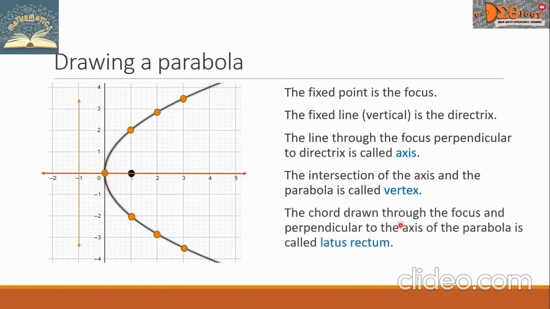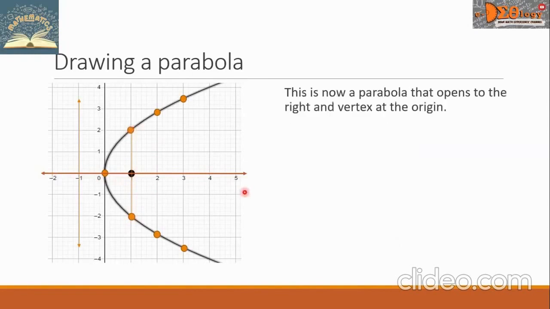The chord drawn through the focus and perpendicular to the axis of the parabola is called the latus rectum. This is the latus rectum. It connects 2 points of the parabola passing through the focus, and this is perpendicular to the axis. This is now a parabola that opens to the right, and vertex at the origin.